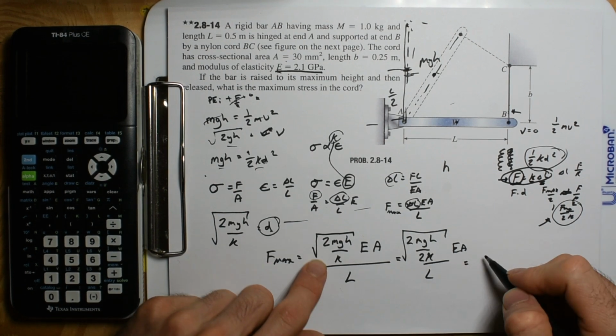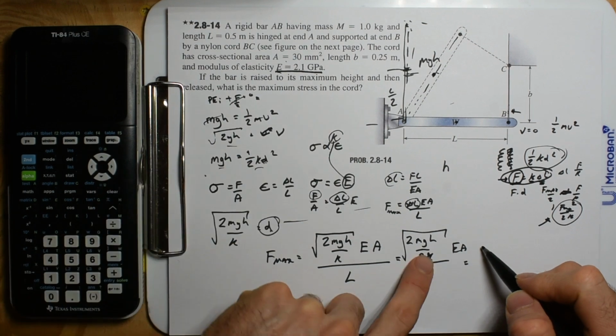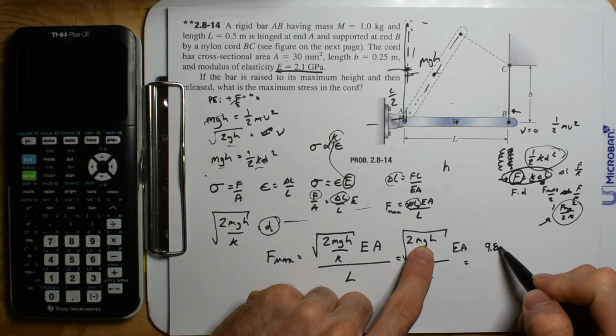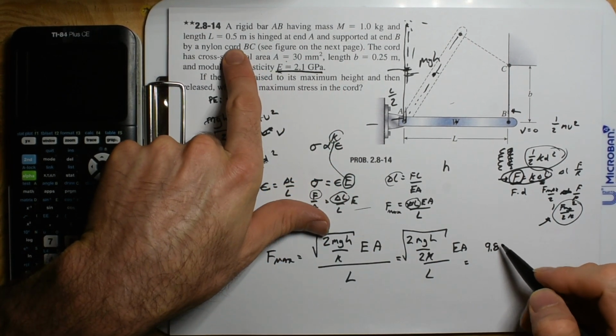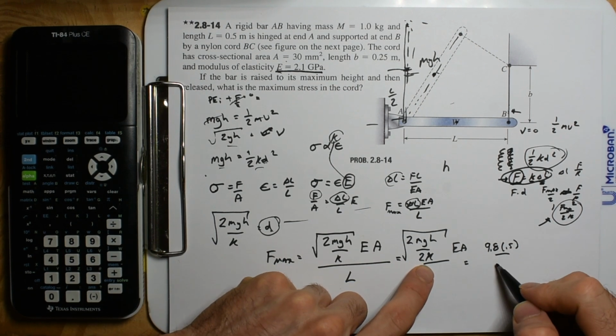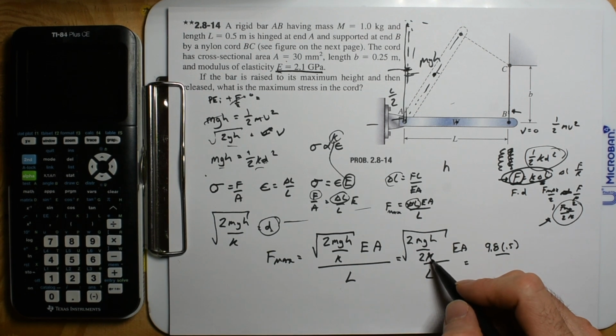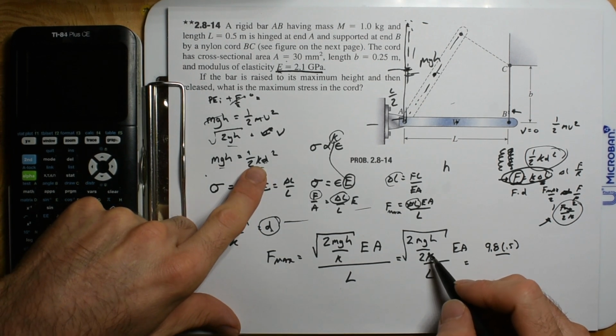All right, let's plug and chug. So now the mass is 1, gravity is 9.8, length is 0.5. I'm not worried about units because we're just going for it. Oh, what is K? Yeah, I guess we need K.